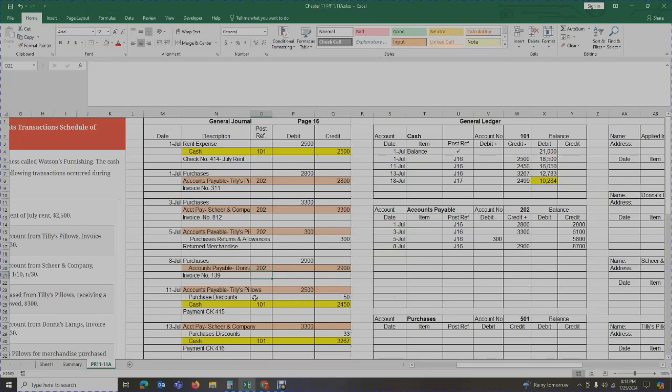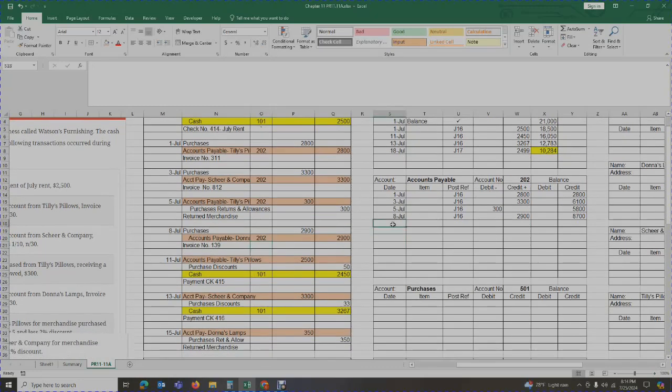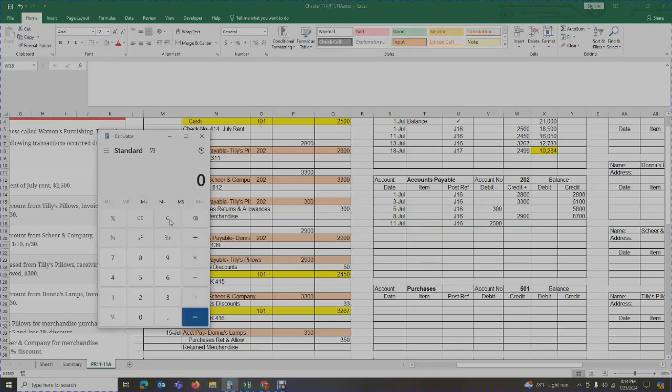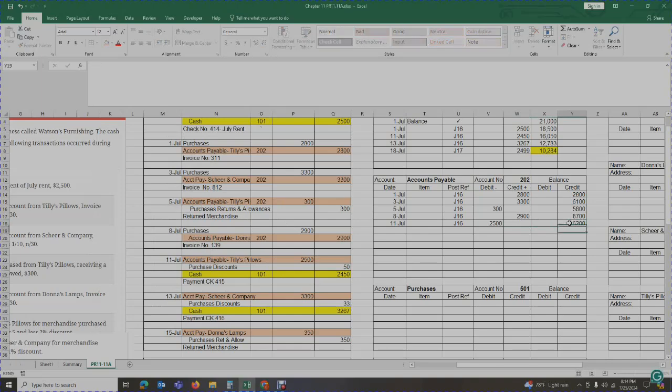And then we go on to July 11. Journal 16. And July 11, I've got a debit of $2,500. So if it's a debit, I am going to subtract. So I've got 8,700 credit minus 2,500. My ending balance will be 6,200 credit. And then I'm going to go back to the 11th and I'm going to enter account number 202.